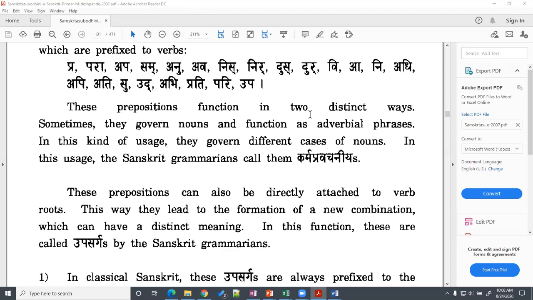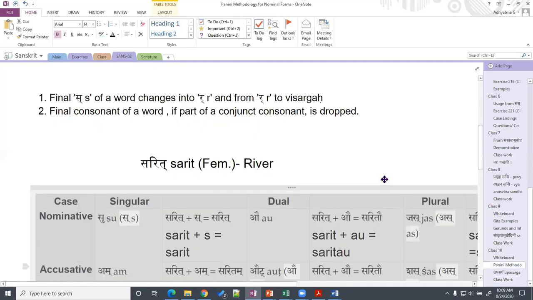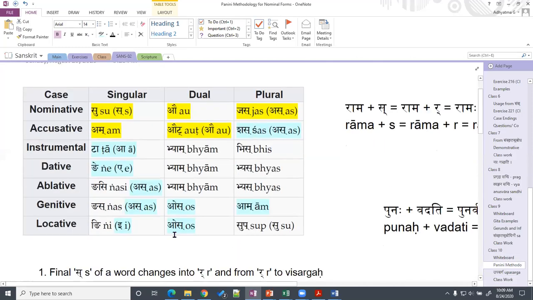There is a question regarding the suffix endings. You explained this, it was very interesting. It would be nice to see how they also apply to the akaranta, ikaranta, and ukaranta stems. So it is indeed very interesting. And when you see it truly being applied to all the nouns which are ending in like Ramaha, Harihi, they are really very interesting.